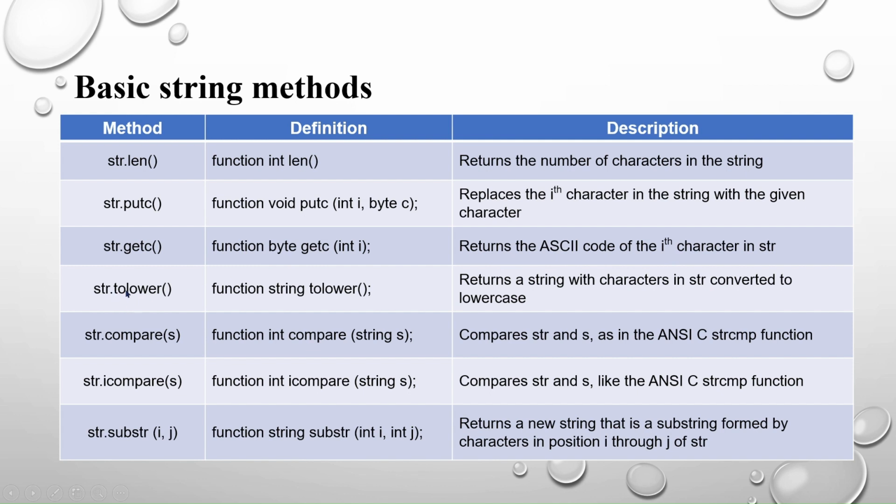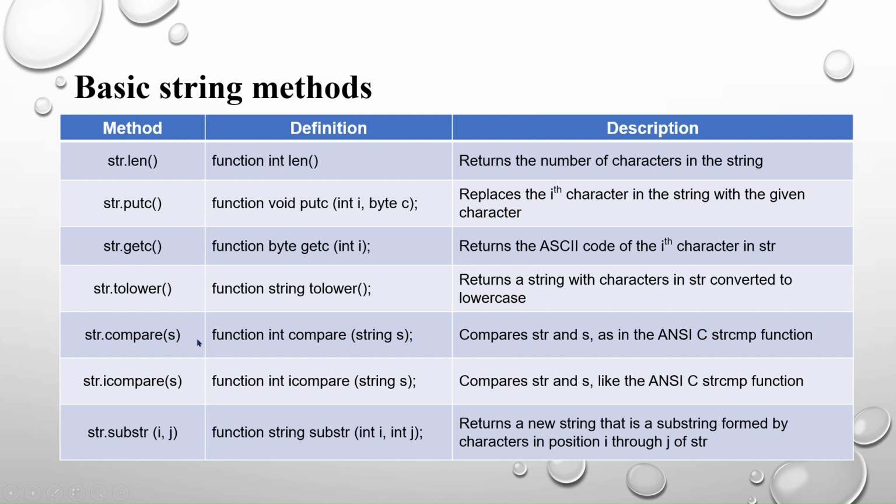And string.tolower returns the string with the characters converted to lowercase. Similarly in C we also have this type of function, right? So string.tolower means whatever the string is, all characters will be converted to lowercase. Similarly, we have string.toupper. Whatever the string is, all the characters, each character, will be converted to uppercase.